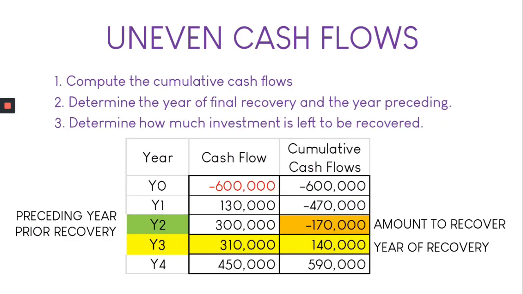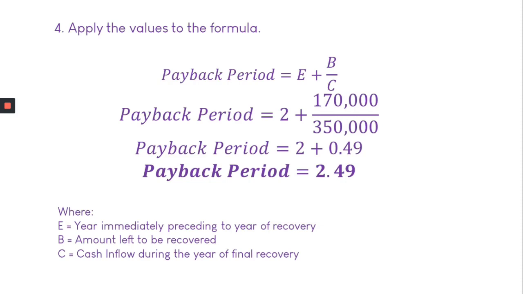So number 1, we make a cumulative cash flow. This is a cumulative cash flow. It adds 600,000 being our investment, 130,000 for year 1, 300,000 for year 2, 310,000 for year 3, 450,000 for year 4. The year of recovery is year 3. It means it's the year where we finally get our return of investment. Before that, we need the preceding year prior to recovery, so year 2. We need that as well. And then we need the amount to recover, which is 170,000. So we put that into the formula.